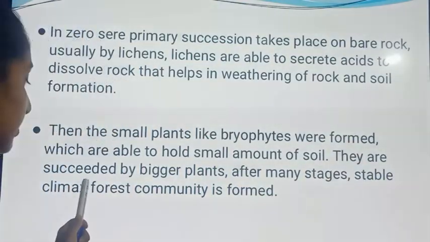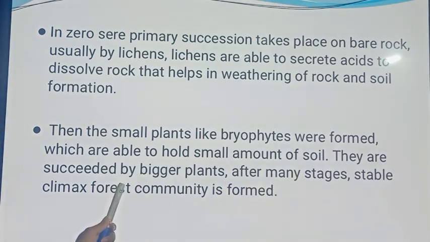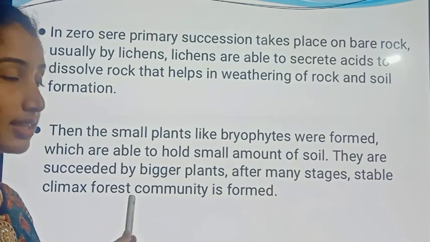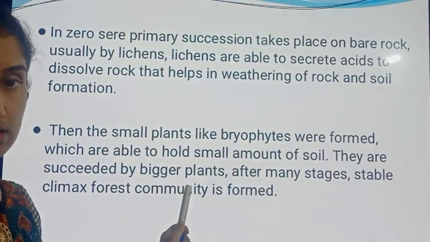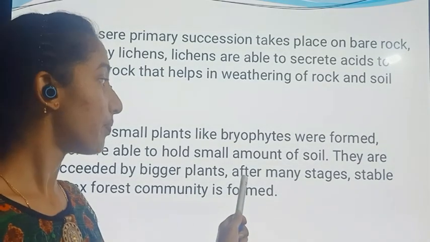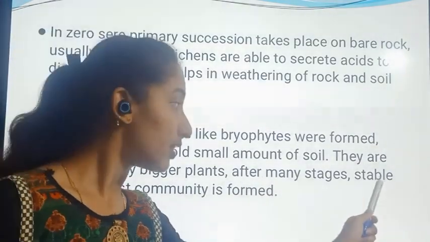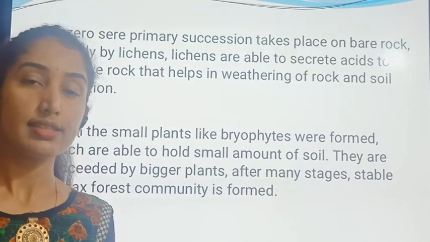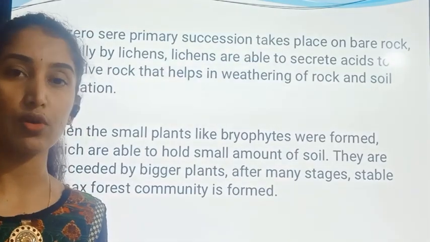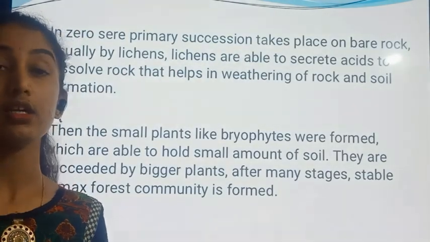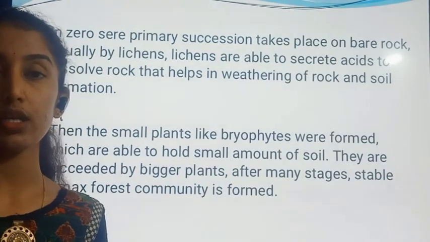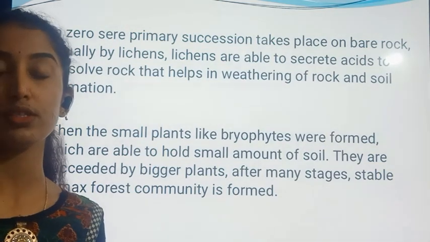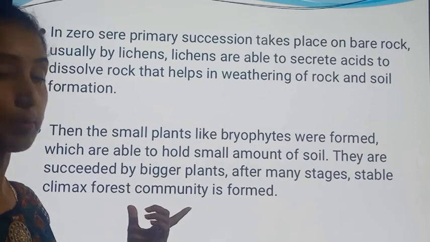They are succeeded by the bigger plants. That means the same bryophytes lead to the development of the next, more highly evolved bigger plants. After many stages, the stable climax forest community is formed. So this forest community is not formed in one or two days. It is a very gradual, slow process, and it takes hundreds and thousands of years to form a community.